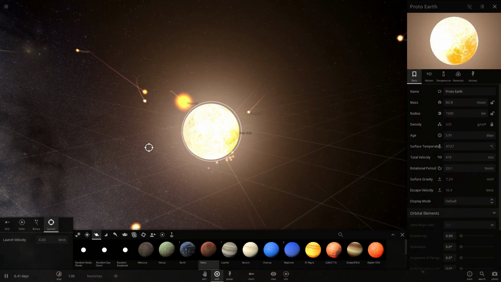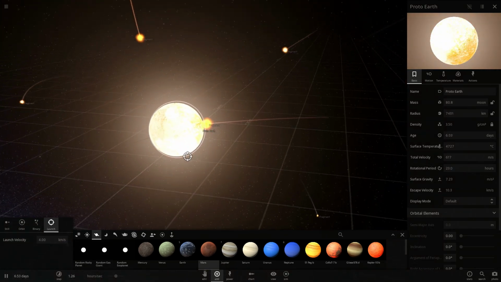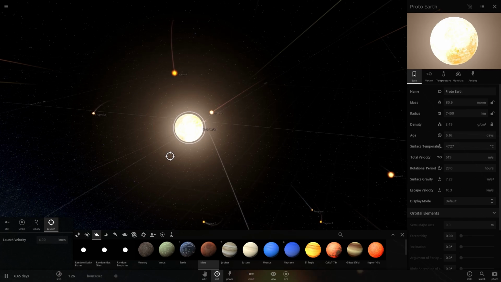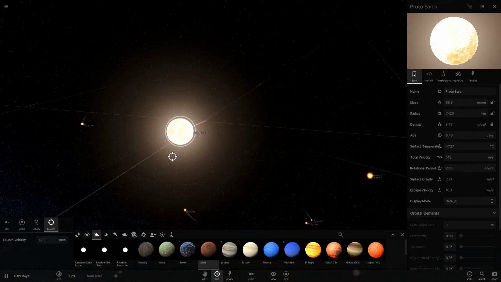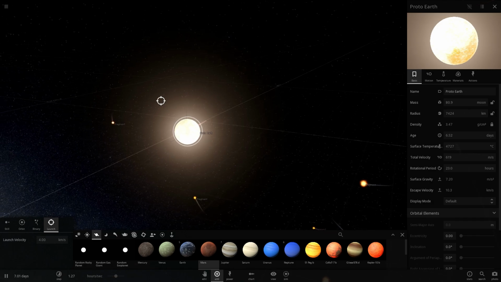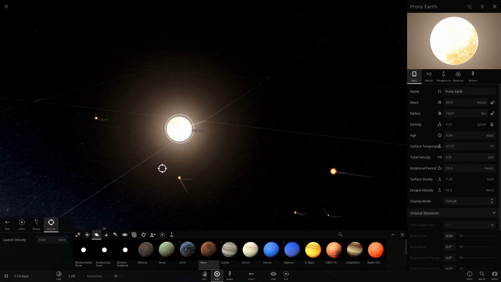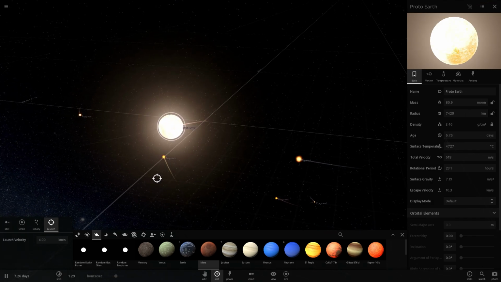Now, you'll notice that most of these objects don't really stay in orbit. All of them collapse back to Earth. We're going to do this a few times until we have something forming in orbit around Earth, something that looks like a satellite. So let's try this again.